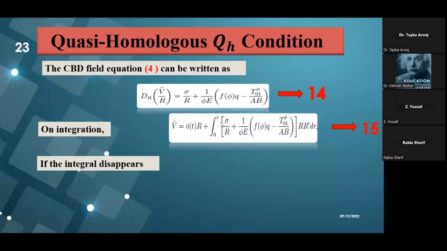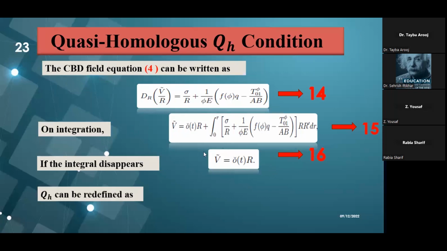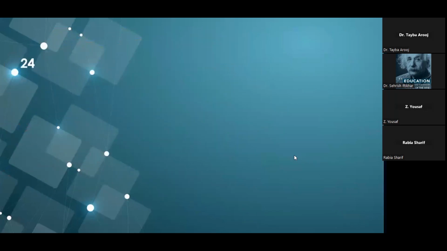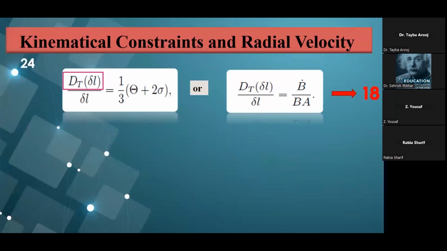This disappears. If this appears, then we have this one. How does it disappear? What is the condition that will make it disappear? If we take this equal to 0, Q H can be redefined as this. Now the kinematical constraints are radial velocity. So one can define dt of delta l by delta l is equal to 1 by 3 theta plus 2 sigma.